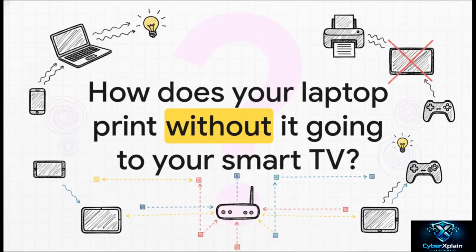I mean, really think about it for a second. Your Wi-Fi is probably packed. You've got your laptop, your phone, a smart TV, maybe a gaming console. All of them are connected. How on earth do they communicate without all their signals just turning into a jumbled, garbled mess? How does that print job know exactly which device it's supposed to go to?